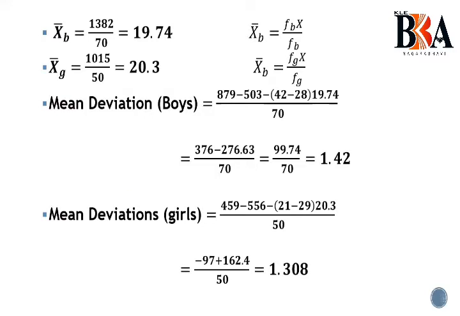Now you have to take the mean of boys and the mean of girls. The formula is written here, look at it. The mean of boys equals fbx divided by fb, that is, frequency of boys x divided by frequency of boys. The same formula for girls. So when you get the total of it, just divide. When you do that, you get 19.75 for the boys and 20.3 for the girls. So this is the thing.